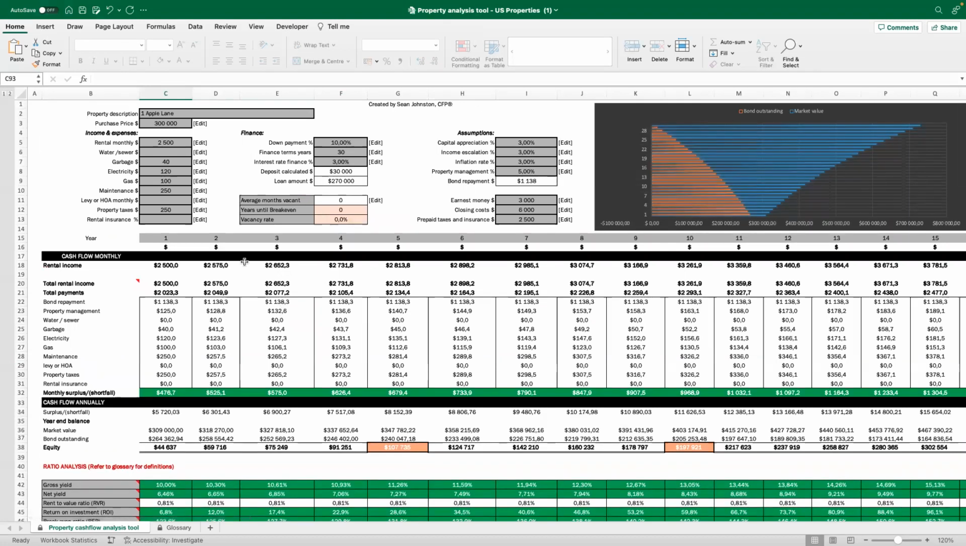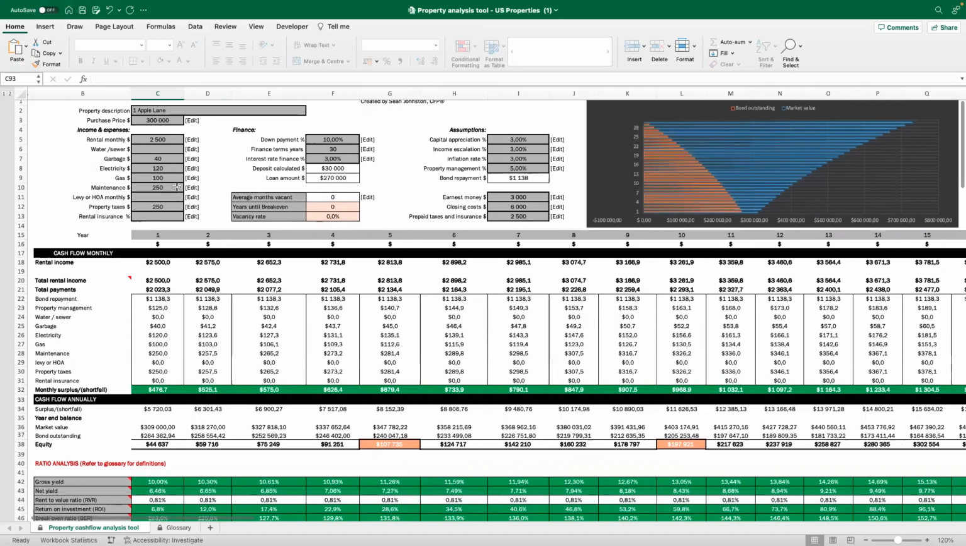So in this case, we're taking a property hypothetically of $300,000. The expected rental per month is $2,500. Garbage, electricity, gas, property taxes. Again, you're absolutely welcome to change them. I have used an interest rate of 3%. I'm going to make it 6% just in this case, because I know that the USA does have a very high interest rate at the moment.